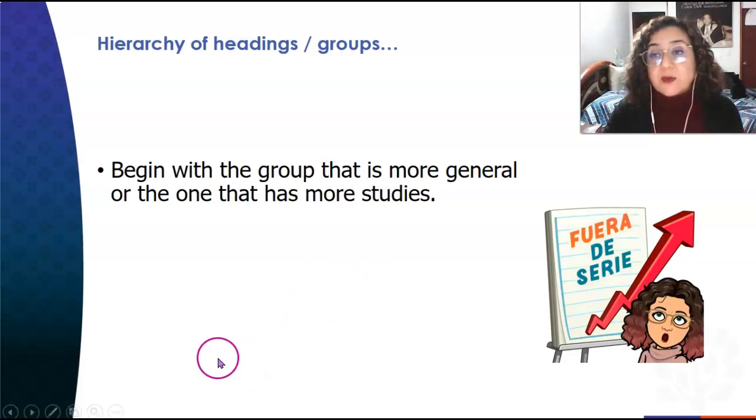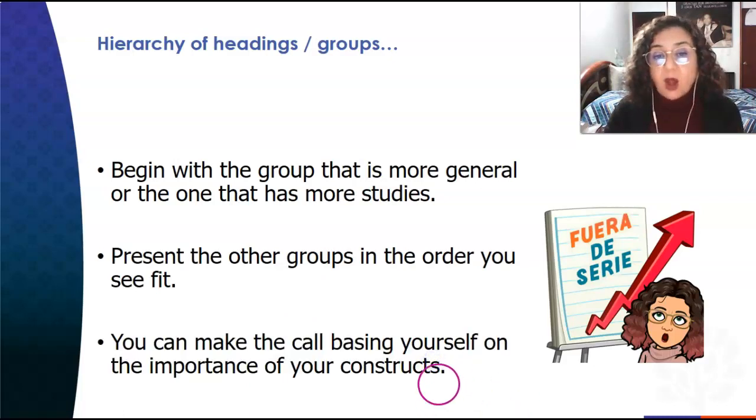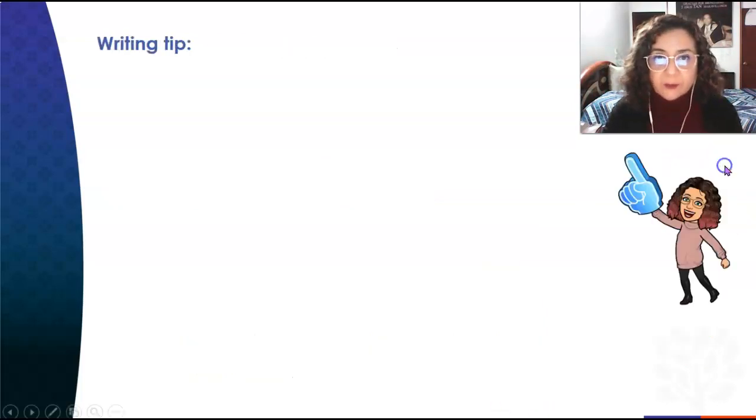Which concept is the most important? Present the other groups in the order you see fit. You can make the call, you can make your decision basing yourself on the importance of your constructs. Remember that the different studies are going to fall within the categories of your different constructs. So use those constructs to establish the order in which you are going to write your literature review.